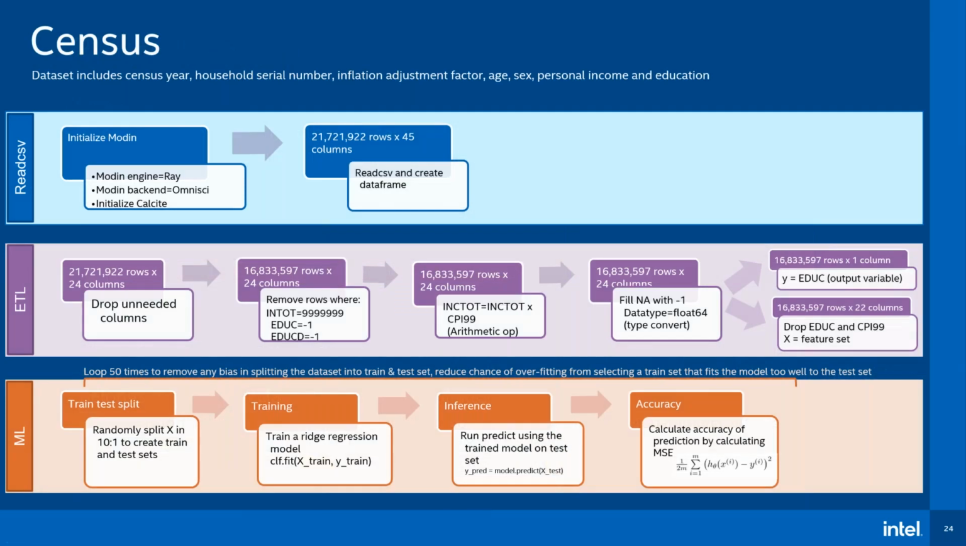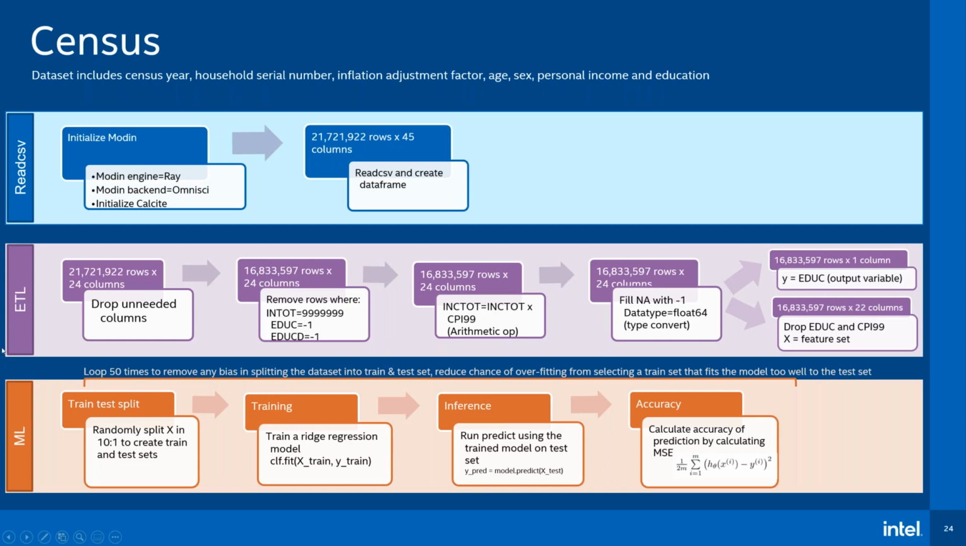So here's the flow chart that shows the code path for the Census workload. I won't go into a lot of detail on this slide, but want to emphasize the fact that a typical end-to-end workload has three broad components that you see here in these three different boxes. In the read CSV section, it ingests the CSV file into a data frame, and you can see the shape and size of the data frame at each stage in the corresponding boxes on the rear.